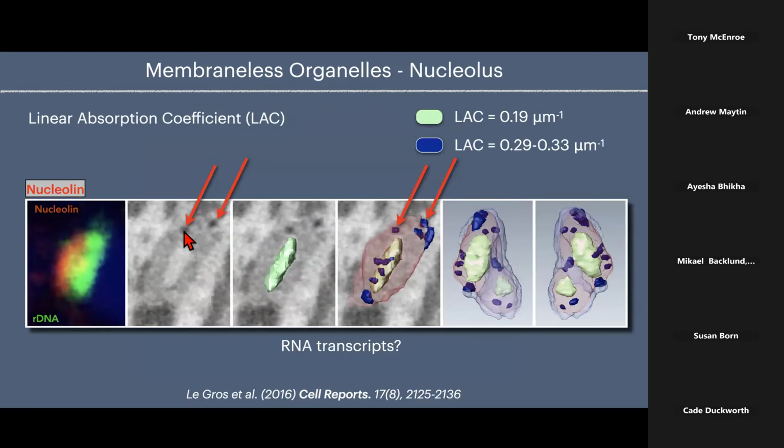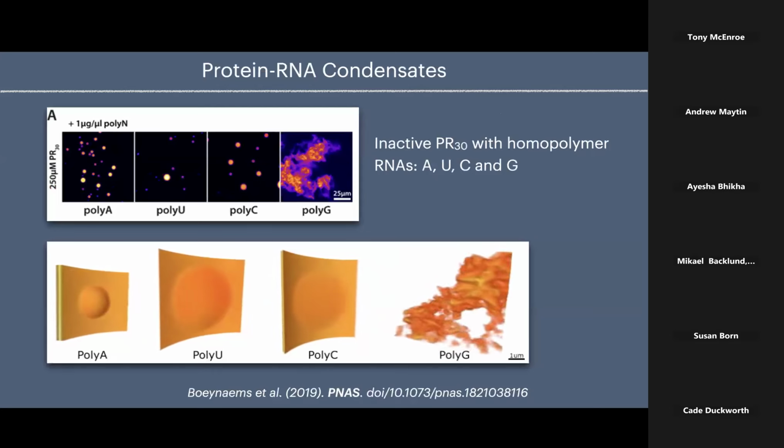The postmitotic, you see these clusters of very highly absorbing particles that we are hypothesizing might be RNA transcripts, but we don't have any direct evidence. But logically, it makes sense to us, and someday we'll be able to find somebody who has the labeled cells so that we can actually prove it.